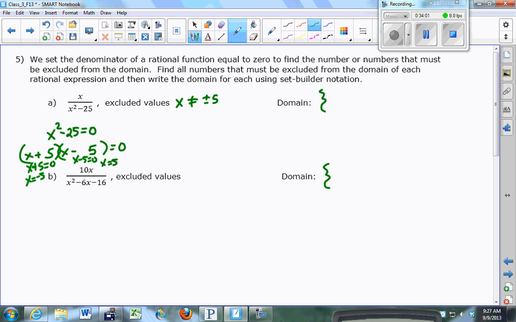Okay? So this is what a typical student does. And I know you're not typical, right? You would never do this. This is what a typical student does. x squared minus 25 equals 0. And they go like this. x squared equals 25. Oh, I'm going to take the square roots of both sides. x is 5.